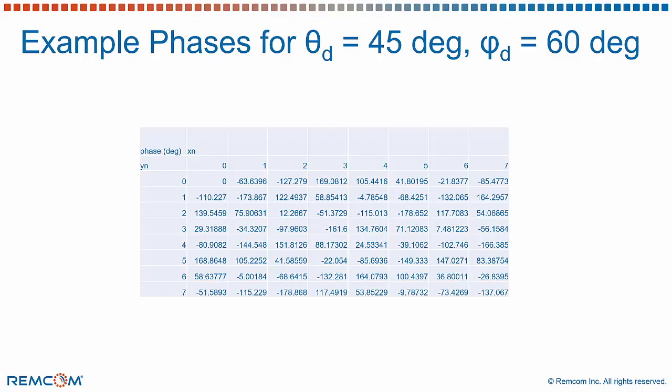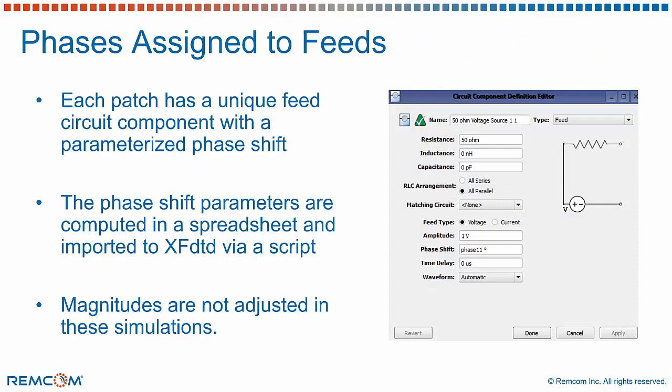Based on the weighting equation, we backfill these values into each element of the 64 element array. XFdtd can quickly import these values from the table and automatically assign each phase to the appropriate feed. All of the components here have a parameterized value, which means when a new phi or theta computed table is generated, all of these values are automatically updated.